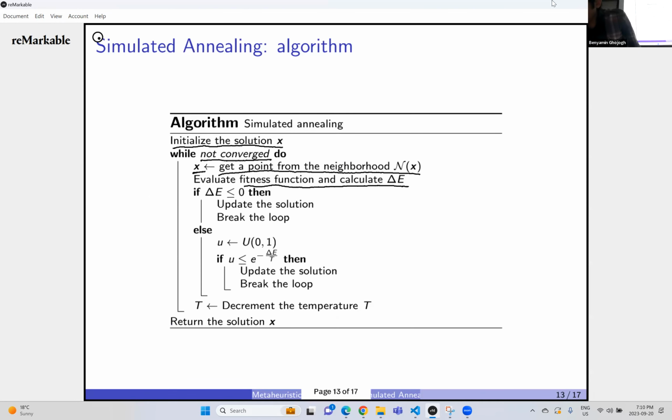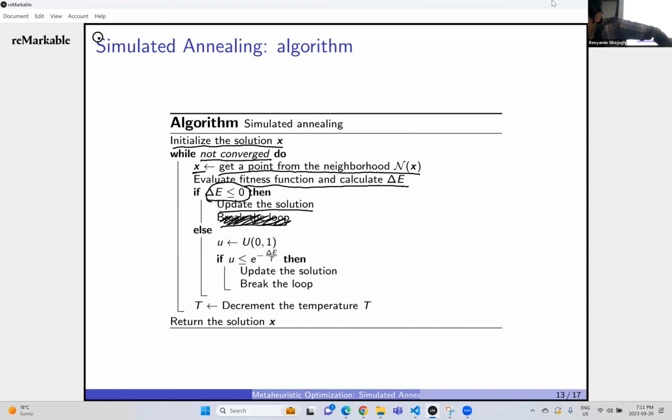Again, if delta E is negative, it means that my neighbor is better than me, either in terms of cost or fitness. Then I update my solution to that neighbor because that's better than me. And I break the loop. No, sorry, I shouldn't break the loop. I apologize, I will correct this. You shouldn't break this. I go to the next iteration. Okay, I update myself.